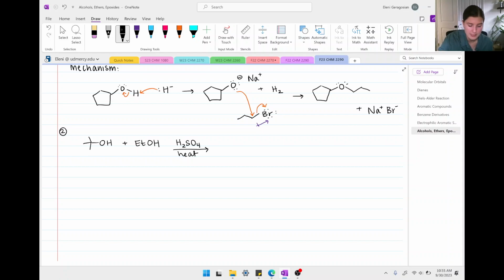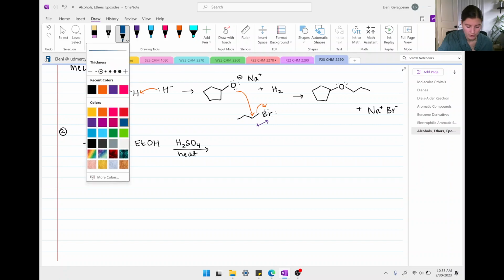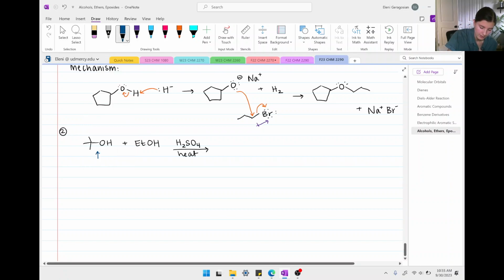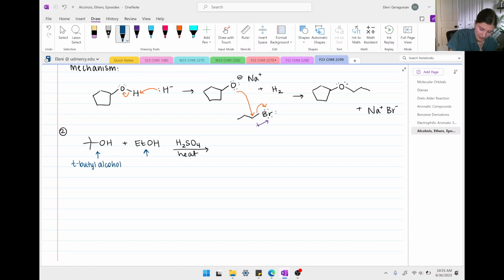For this one, let's just predict products here. So we have tert-butyl alcohol right here. We also have ethanol. So 2 different alcohols are present. We have a strong acid. So in this case, the reaction goes through that alcohol dehydration mechanism, where we connect the R groups of 2 alcohols and we keep one of the oxygens to create that ether.